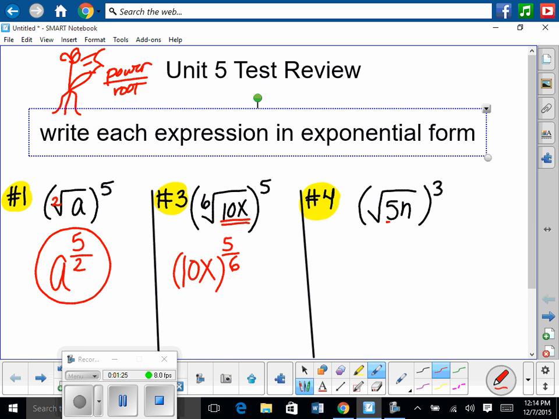Same thing here. We have base 5 and base n, and they're both raised to the 3. Power goes on top, and roots go on bottom. It's a square root, so it's a 2 on bottom. So those are our final answers there.